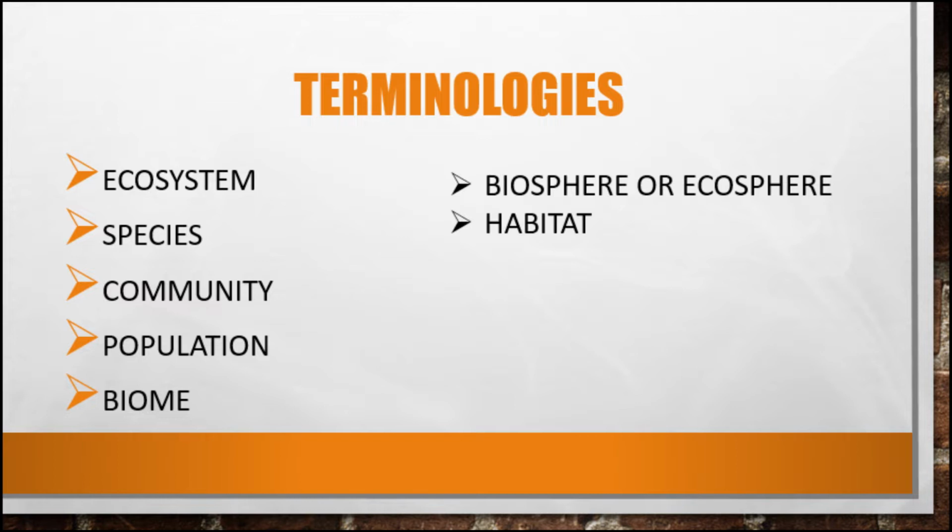The next one is the biome, B-I-O-M-E, biome. It's a large natural area of an ecosystem with a particular climate. Each ecosystem has its climate. Some can be rainy, some can be sunny. Yeah, so let's move on to the sixth one. That's the ecological niche. In an ecosystem, each organism occupies a certain space which is largely dependent upon its way of life. That's what we term as ecological niche.